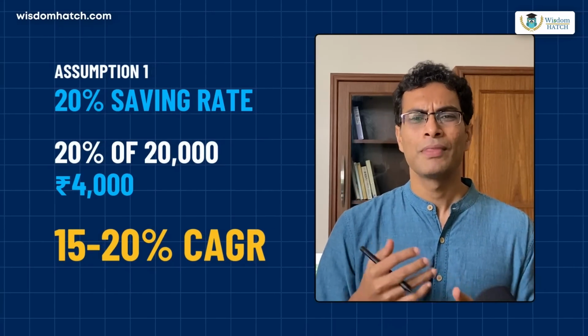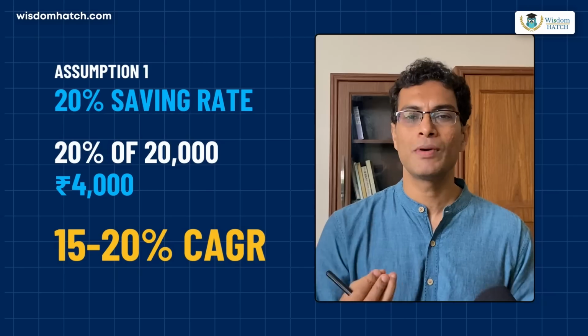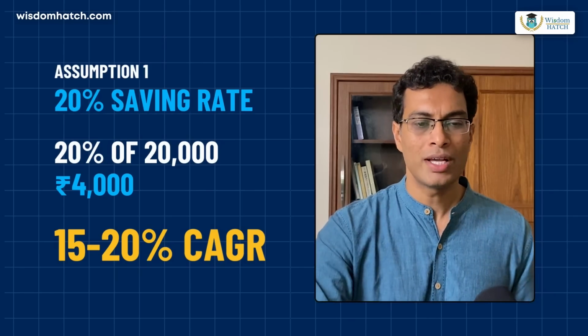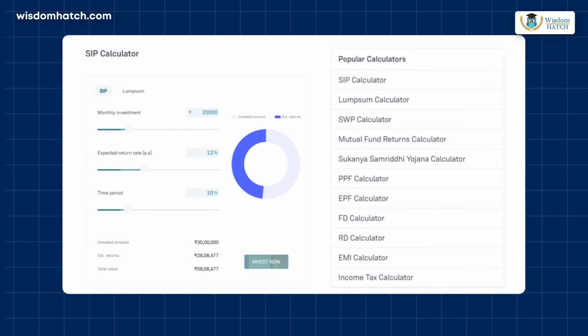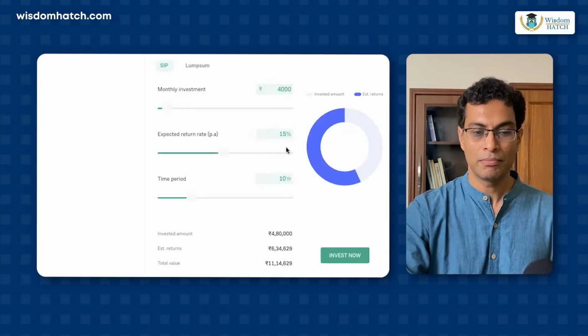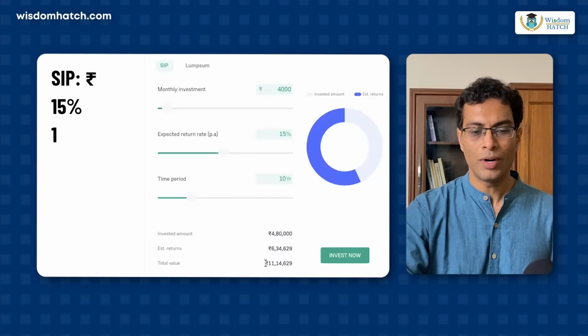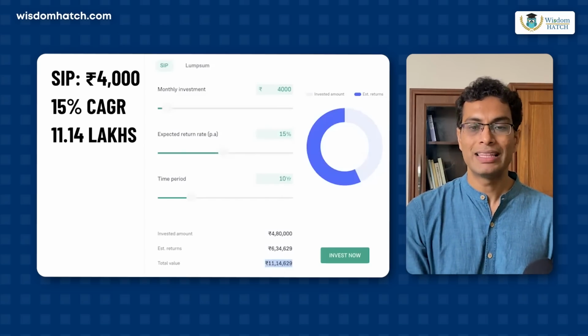CAGR and whatnot, then also by investing 4,000 rupees in the next 10 years, how much money is it that you're going to make? So you can simply go and check this calculator. Again, I will put this in the comment and description box. So let's assume that you are beating the market. You are generating 15% CAGR. Then also you end up making only 11.14 lakhs if you are doing a monthly SIP of 4,000 rupees.